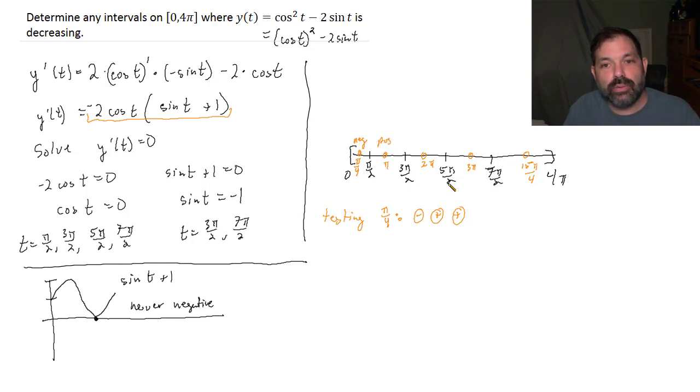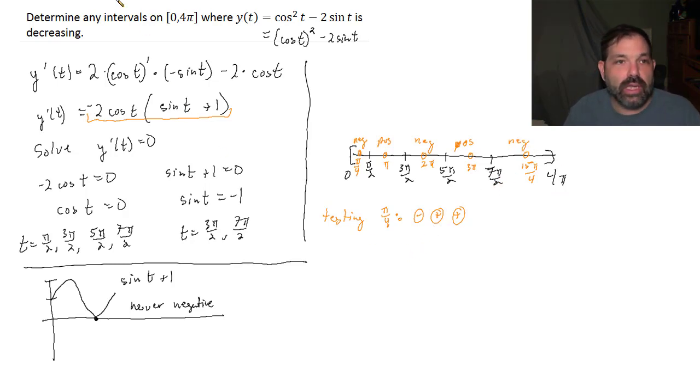Between 3 pi over 2 and 5 pi over 2, the cosine is positive. So I have a negative times a positive, that would be negative. And we can continue this analysis. The interval between 5 pi over 2 and 7 pi over 2 is positive. And between 7 pi over 2 and 4 pi is negative.